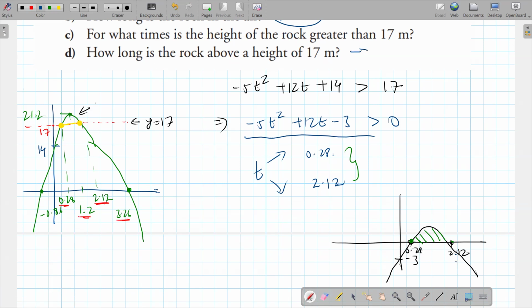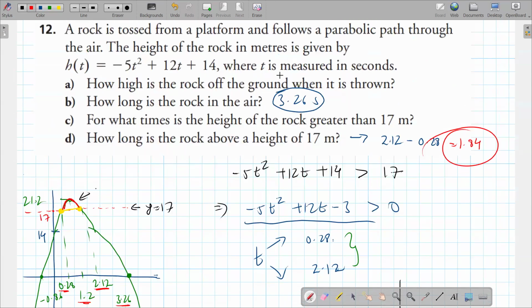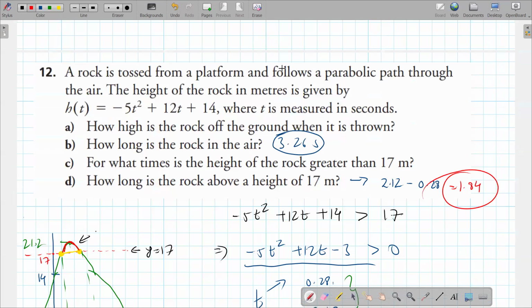So the answer to part D is 2.12 minus 0.28. During this time, our rock took this path, and it was in the air for 2.12 minus 0.28, which is 1.84 seconds. That's the answer to part D, and we're done with this question. Initially this started off as a grade 10 question, but because we had to use the quadratic formula and also because we had an inequality, it morphed into a grade 12 problem.